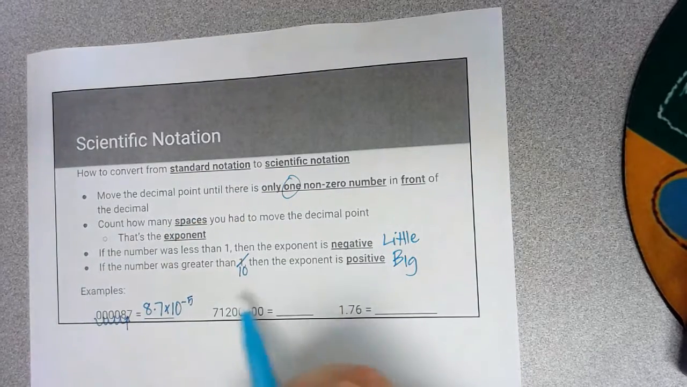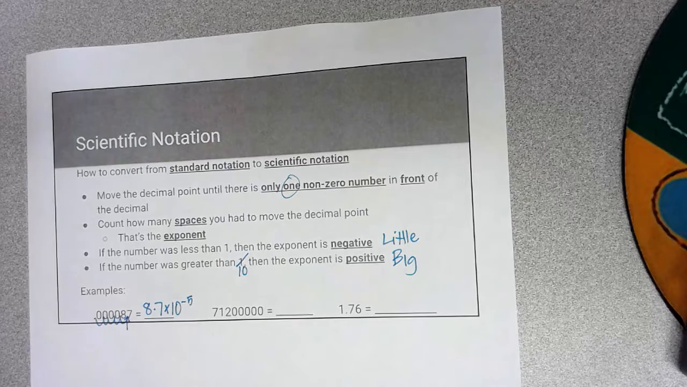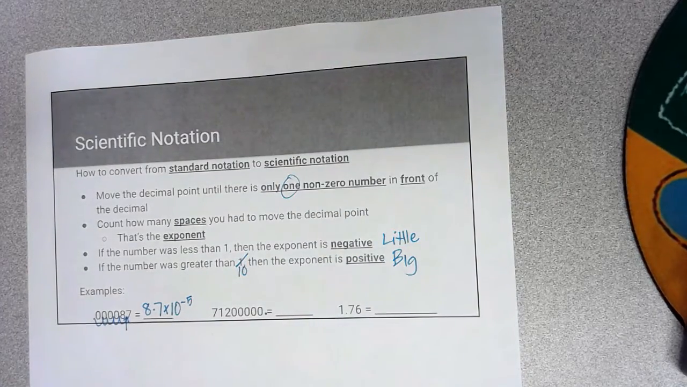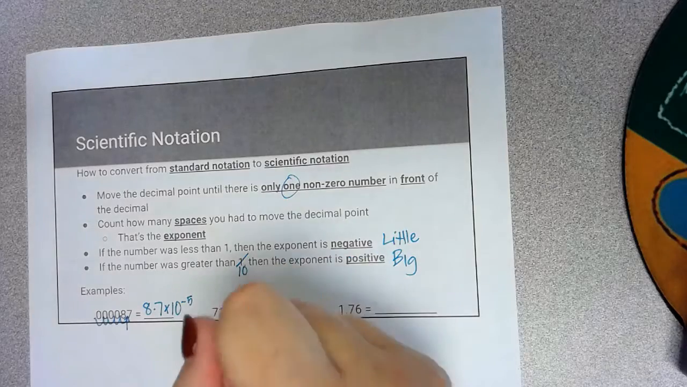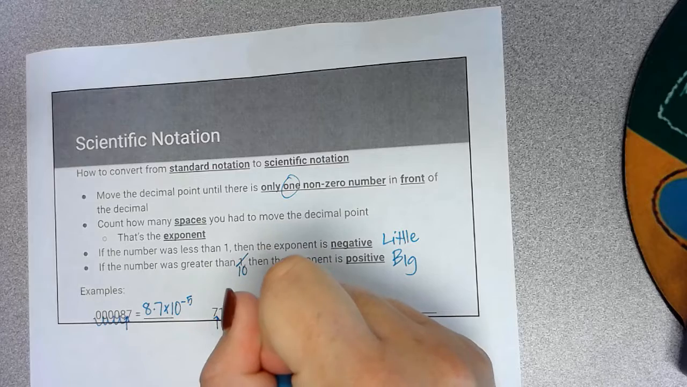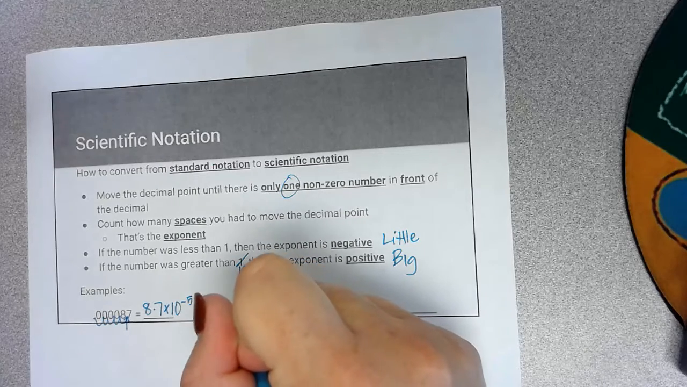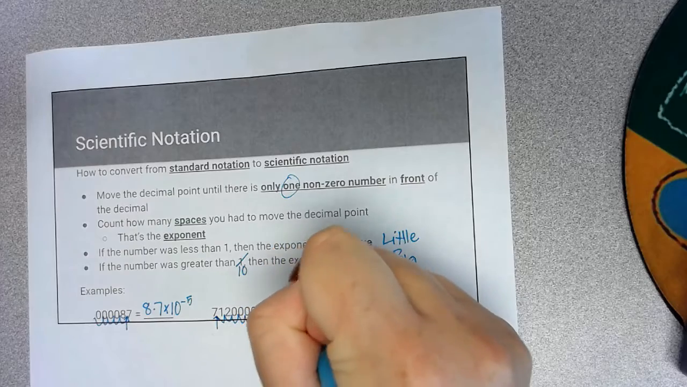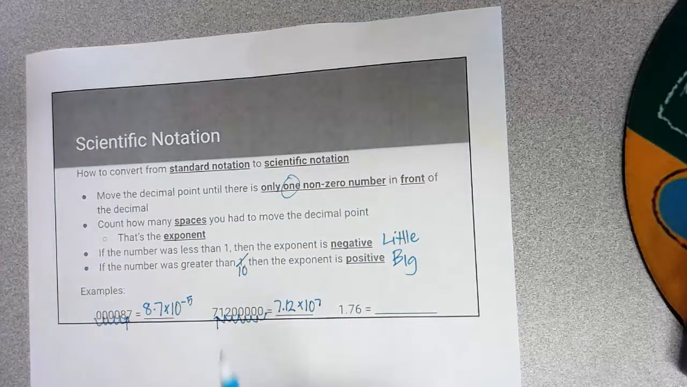Now I've got a really big number here, so that means I'm going to have a positive exponent. So we know that my decimal place is right here. It's invisible and it's right there. And we're going to move it to right here. So we're moving it 1, 2, 3, 4, 5, 6, 7 times. So that's 7.12 times 10 to the positive 7.